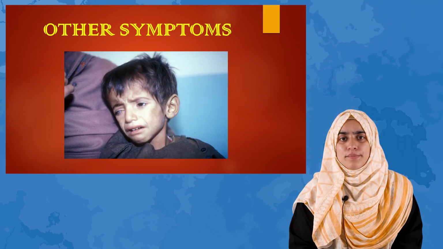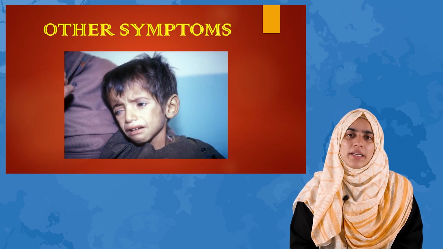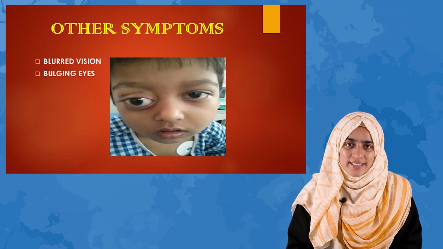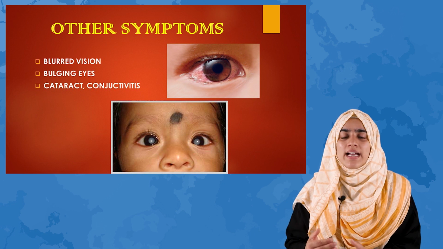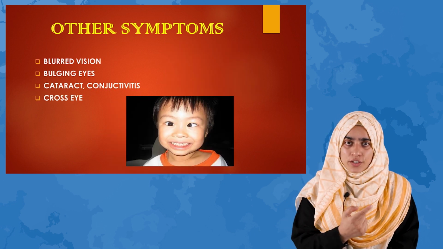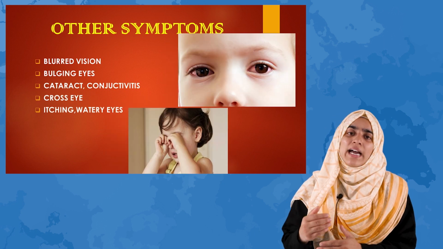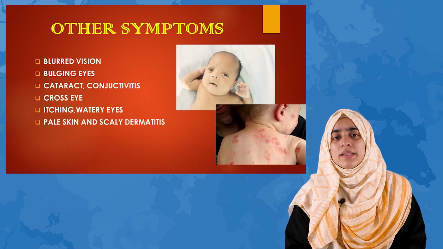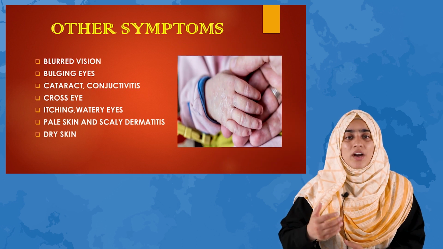ear and urinary tract infections. The other symptoms related to this vitamin A deficiency include blurred vision, bulging eyes, cataract, as well as conjunctivitis, presence of cross eye, itching and watery eyes, pale skin, and there will be scaly dermatitis and dry skin.